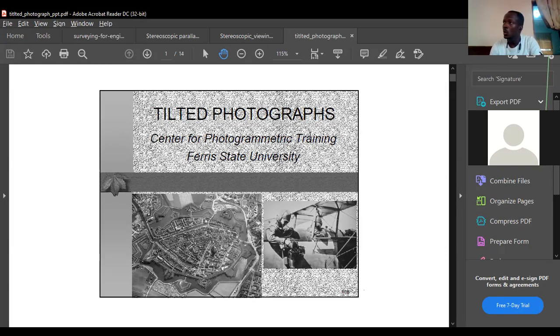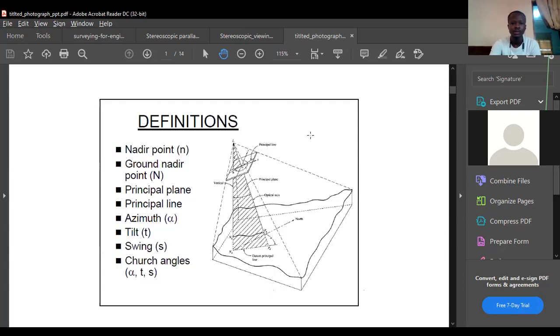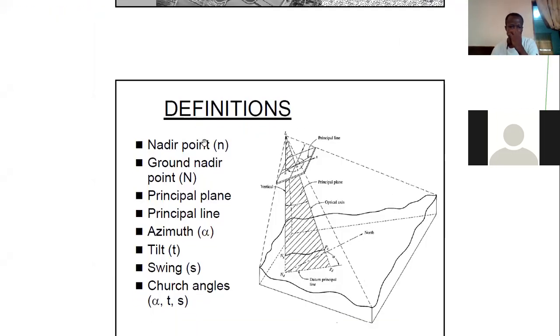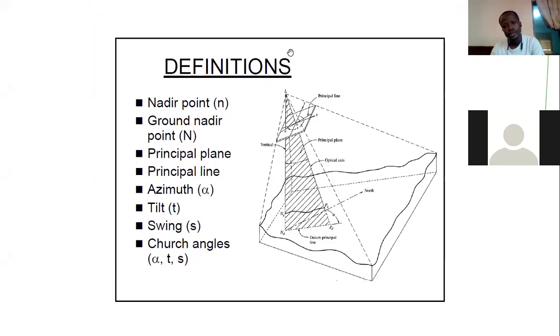So all things being equal, you may not have the axis of the camera coinciding with the vertical. And so that is where we talk about tilted photographs. Okay. Now, this is the geometry of a tilted photograph. The geometry of a tilted photograph is such that you have the exposure station at the apex of some sort of pyramid. Are you okay? So that is it over there. That is the exposure station L.